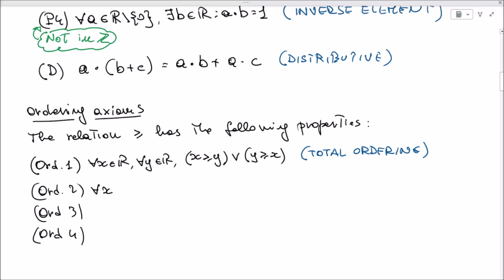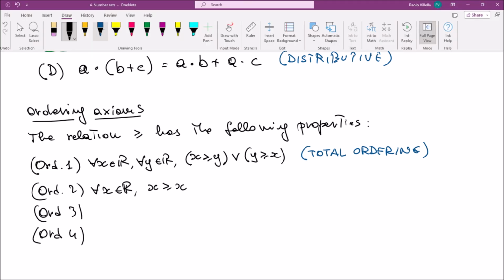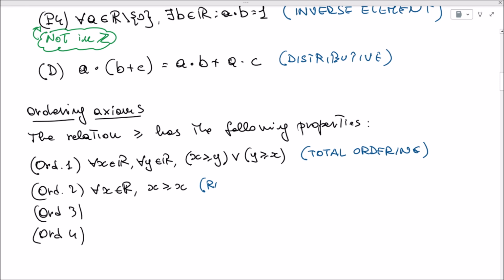The second axiom of the ordering says that for every x in R, it must be that x is larger than or equal to x. So this is usually referred to as the reflexive property, saying that you can compare any real number with itself.